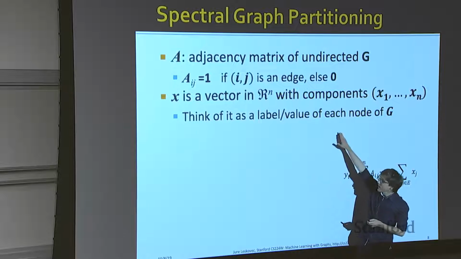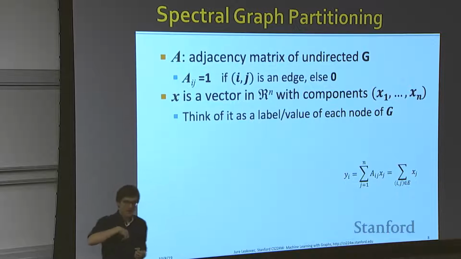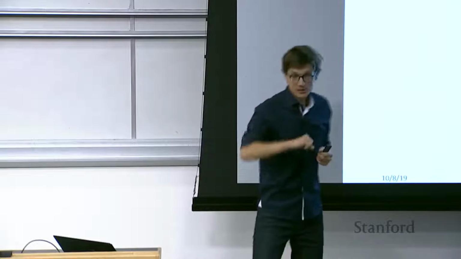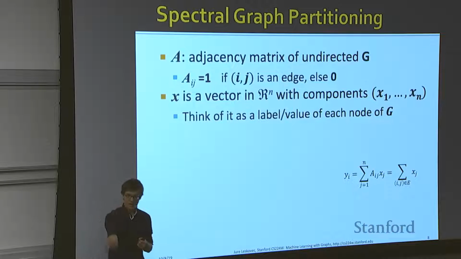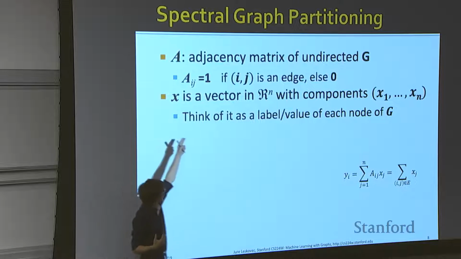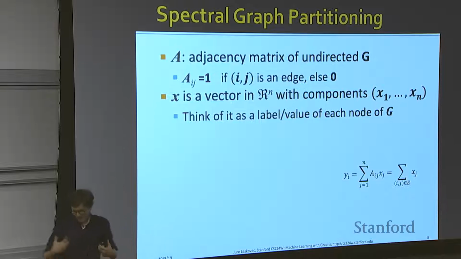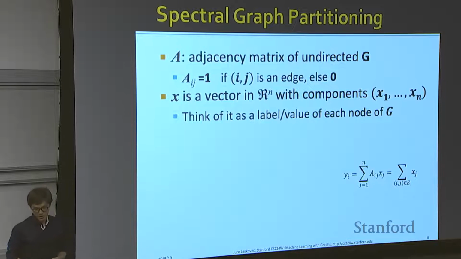Right? And the way I can now think of this vector x, each component of x assigns a value to a node in the graph. So x1 is the value of node 1, x2 is the value of node 2, and xn is the value of node n. Right? Because x is an n-dimensional vector and there are n nodes in the network, x assigns values, or labels you can think of it, to the nodes in G.